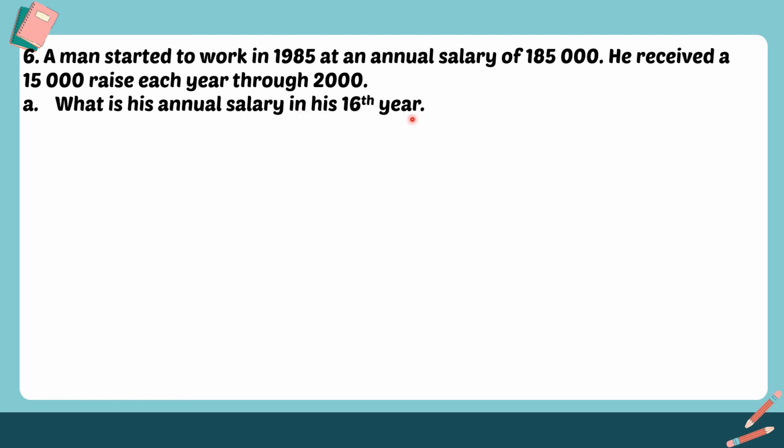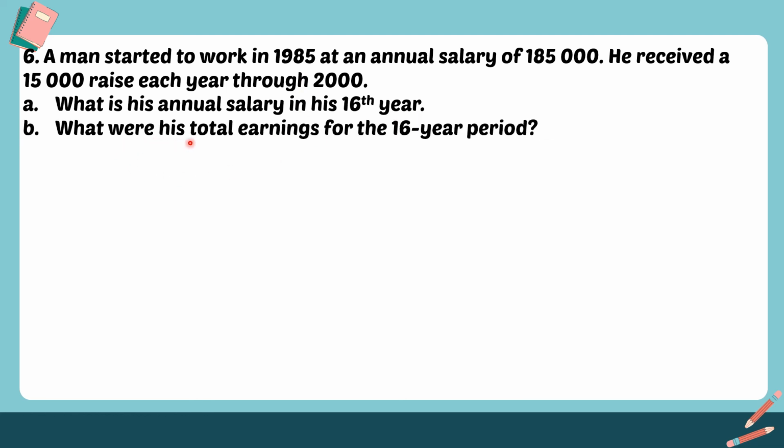Bakit 16th year? Kasi nga, 2000 ang tinatanong. So, nag-start siya ng 1985. So, 2000 minus 1985, that is equal to 15, pero plus 1 para ma-include natin yung 1985, that is 16 years. Ang next naman is, what were his total earnings for the 16th year or 16-year period?